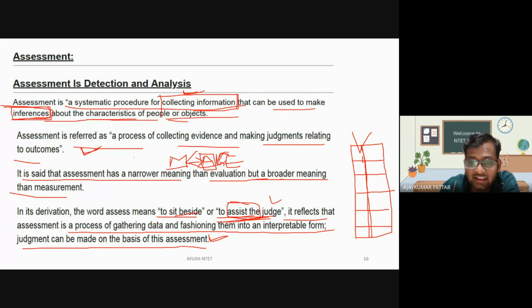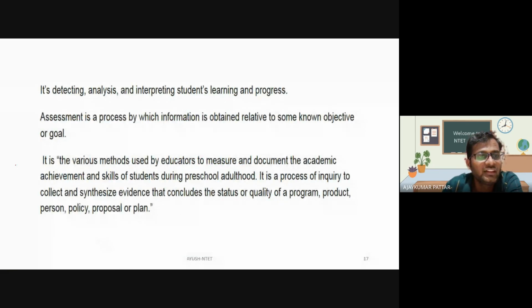So it is narrower than evaluation, just helping the judgment. That is the assessment, but it is not the final one. It is helping. Based on the assessment only, the judgment will be made. So that is the assessment. It is detecting, analyzing, interpreting the students' learning and progress.